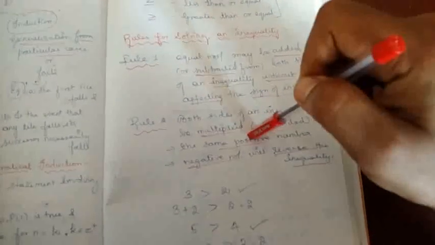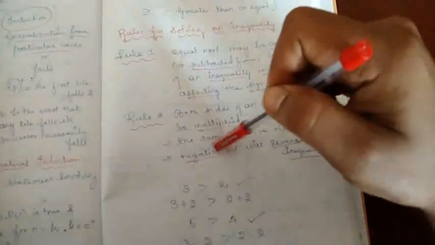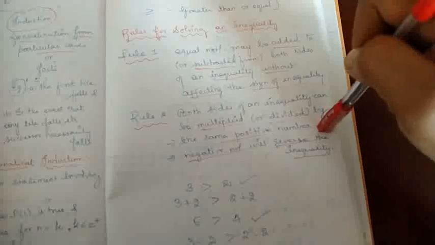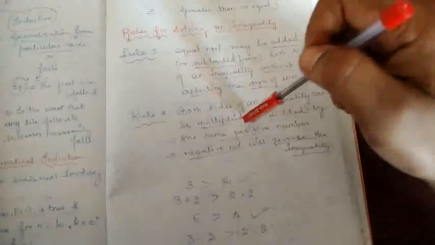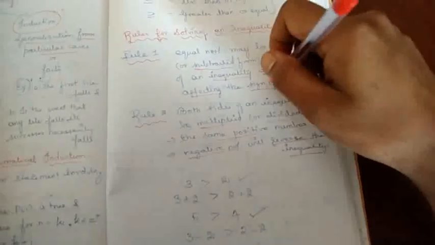But when you do an arithmetic operation with a negative number, it will reverse the inequality, especially with multiplication and division, not with addition or subtraction. While adding or subtracting, the inequality sign is not going to be affected. I'll show you a few examples.